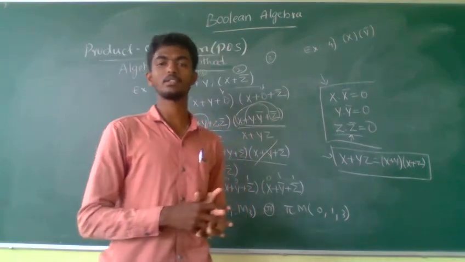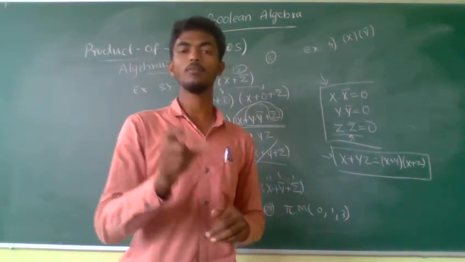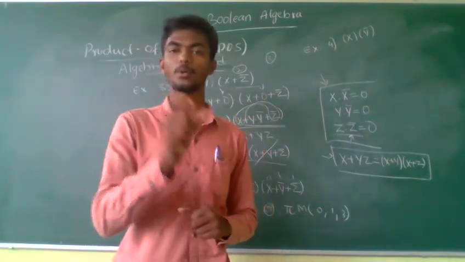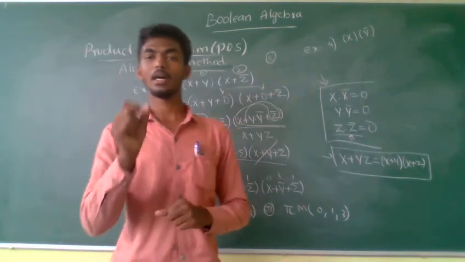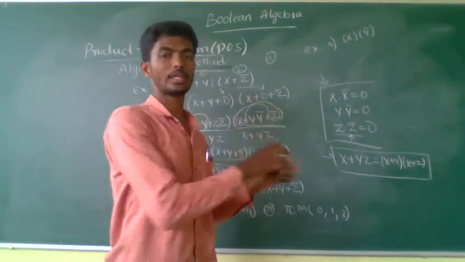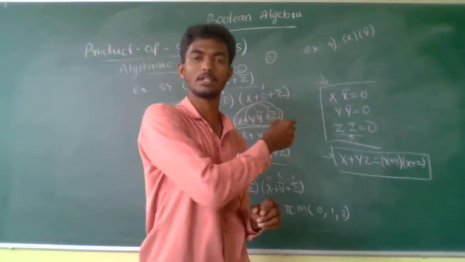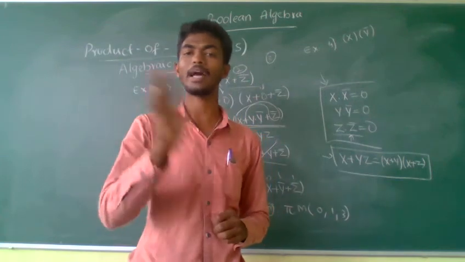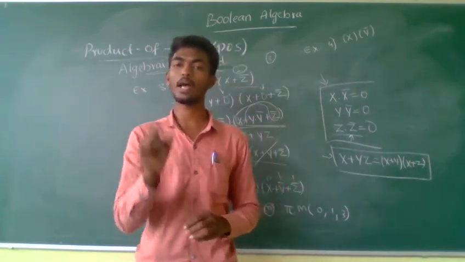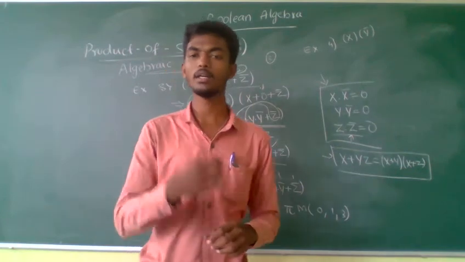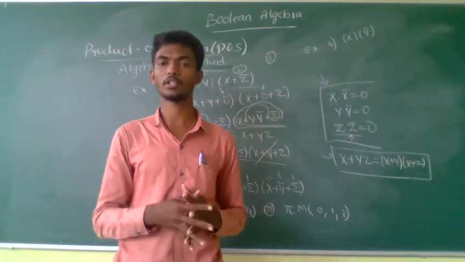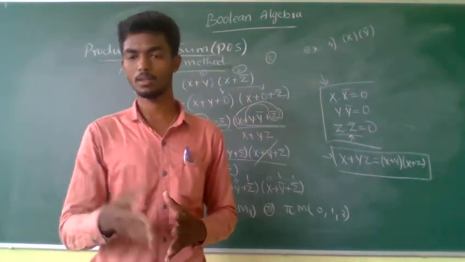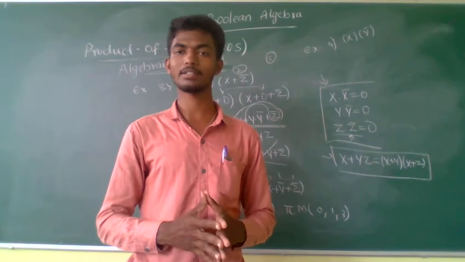The next topic is sum term versus max term, product term versus min term. I have explained this through the class only. When I was explaining the POS form and SOP form, I explained the sum term, product term, max term, min term. And still, if you have doubts, I will explain that. Please comment through YouTube. If you have any doubts, I will make a class on that.